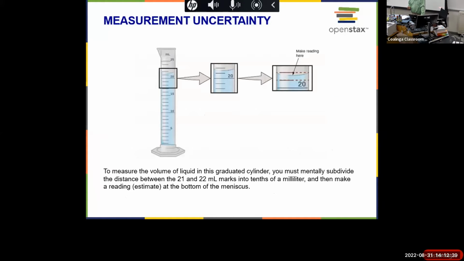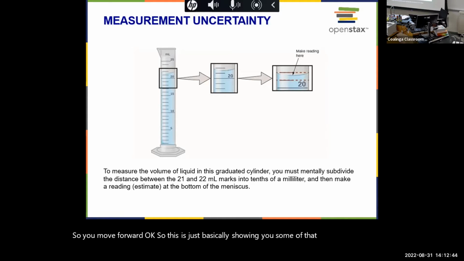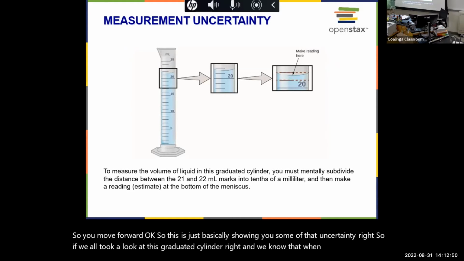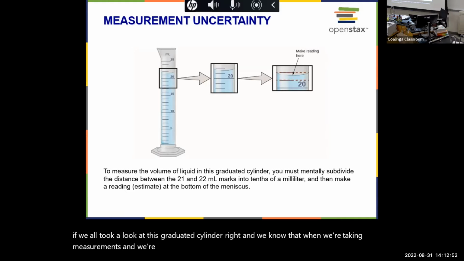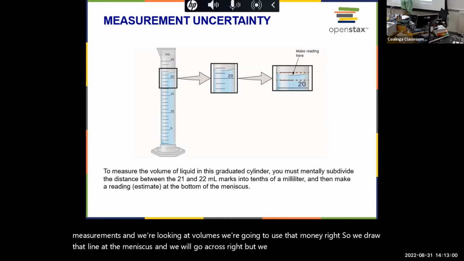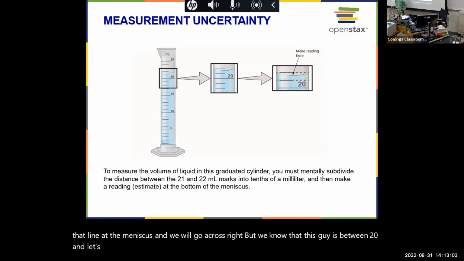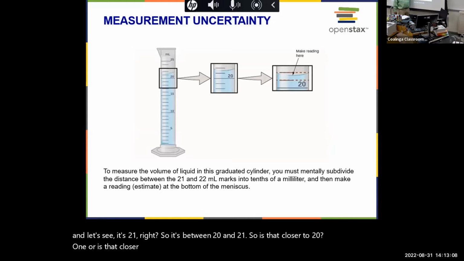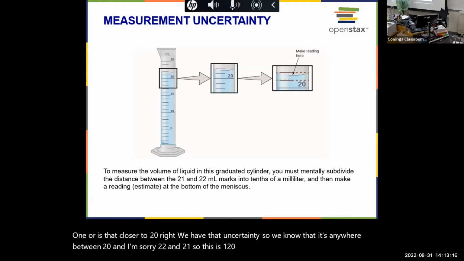Move forward. Okay, so this is basically showing you some of that uncertainty, right? We all took a look at this graduated cylinder. We know that when we're taking measurements and looking at volumes, we use the meniscus. So we draw a line at the meniscus and go across, right? We know that this is between 20 and 21. So is that closer to 21 or closer to 20? We have that uncertainty.